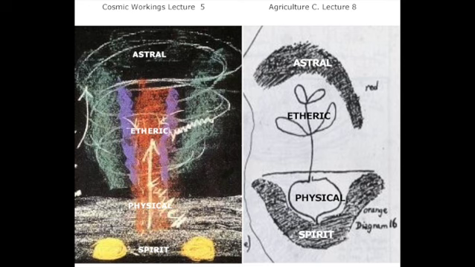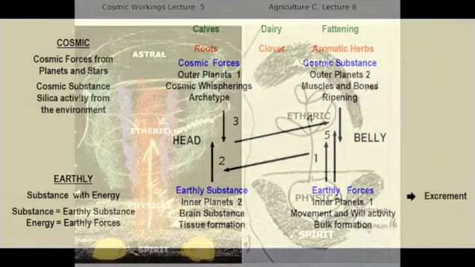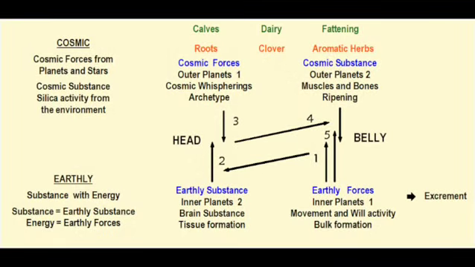Now, what we've got in the 8th lecture is that he's talking more about animals and how we're going to feed animals. And he uses this basic connection of the root of the plant to the head of the animal and the fruit of the plant being related to the belly of the animal.